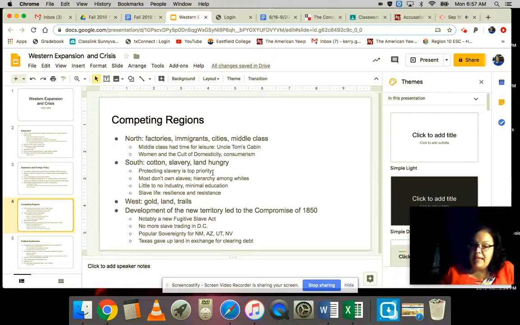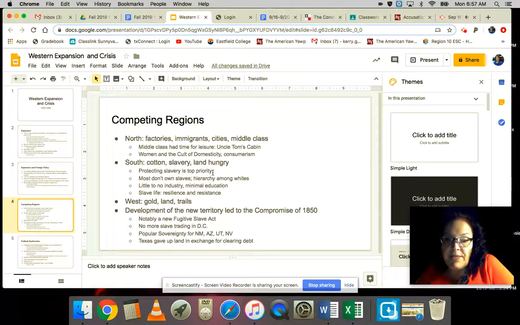Texas gives up some land to settle some of these boundaries in exchange for the United States government paying off their debt from when they were an independent country and at war with Mexico. They end slave trading in Washington, D.C., and most notably, they create a very tough, very rigid Fugitive Slave Act that makes it a lot easier for slave owners to go claim slaves in other territories.